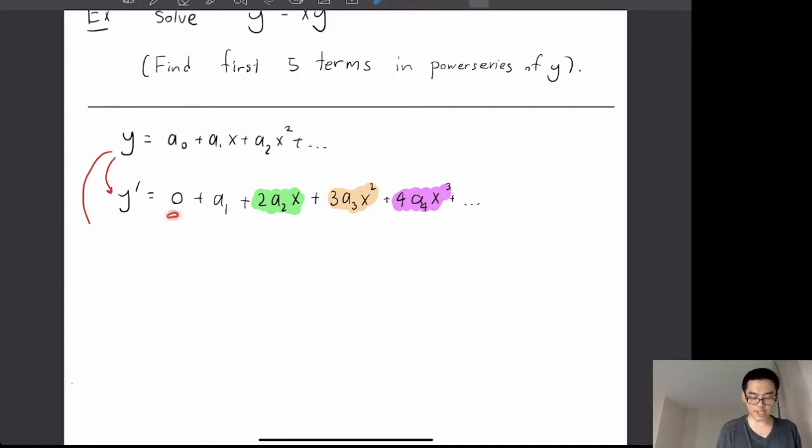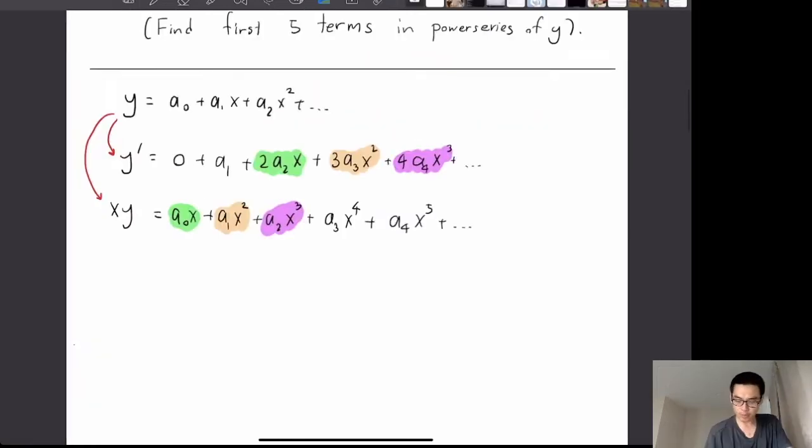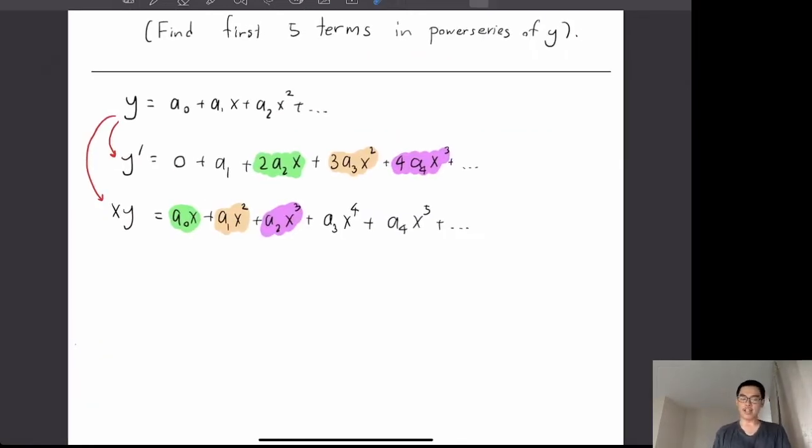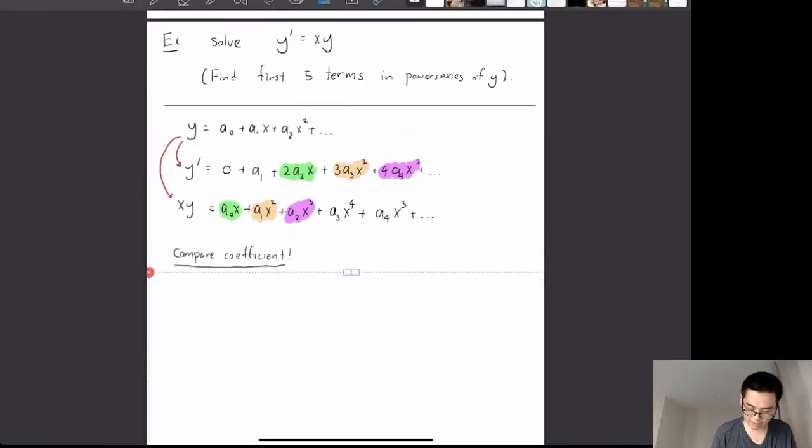Right, and then you keep doing. Make sure you get the first 5 terms, okay? Because you're gonna do the first 5 terms. Right? So what is xy? For xy, you look at the first equation and like, okay, that's y. You multiply by x, which means you multiply every term by x. So that's easy. a0 becomes a0x. a1x becomes a1x squared. a2x squared becomes a2x cubed. So on and so forth. Alright, so that's kind of like a preparation stage, right? You kind of prepare everything together. And now you would add everything together, or you compare everything together.